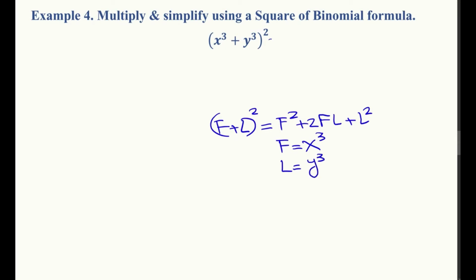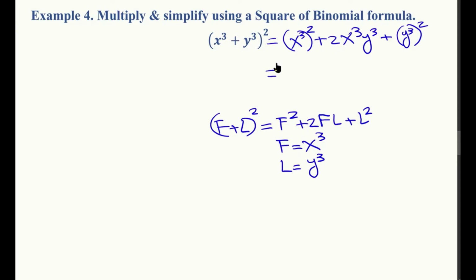So we're going to get f squared. So f is x cubed, so we're going to put x cubed within parentheses and square that. So that's going to be f squared plus 2 times f, which is x cubed, times L, which is y cubed. We can put a dot like we put here, or we can actually put nothing. That's fine too. And then plus L squared. So plus, we're going to parenthesize L, which happens to be y cubed, and then square. And now we're just going to simplify.